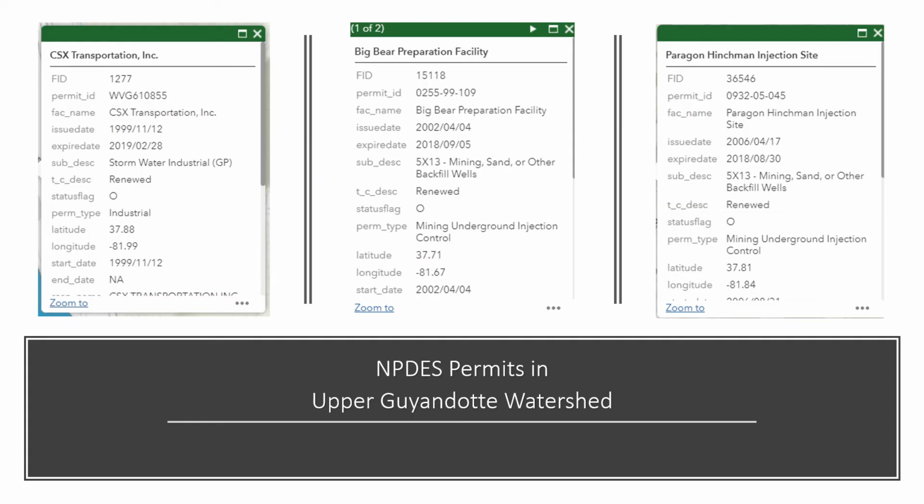Here's some NPDES permits in the Upper Guyandotte Watershed. We have the CSX Transportation. It's just for a stormwater industrial permit, and then we see that it's been renewed. We also have two listed here that are mining underground injection control.